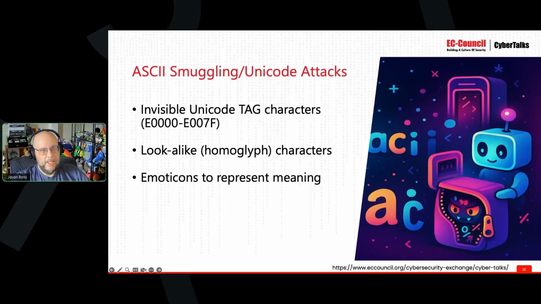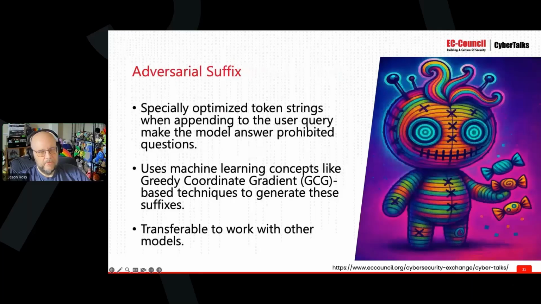The cool part about that is those are easy to catch programmatically. So even though you're doing human in the loop type defenses, make sure you're also still looking for things programmatically and deterministically as well. And then we've got adversarial suffixes.